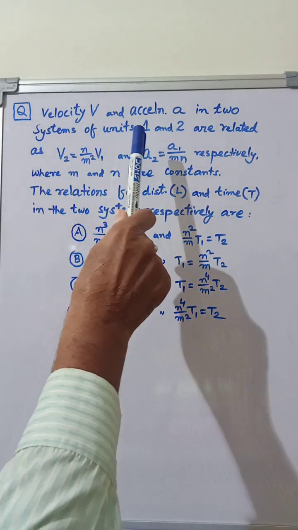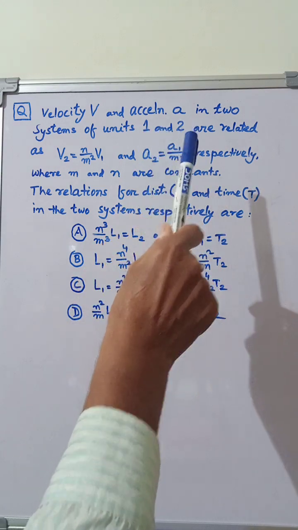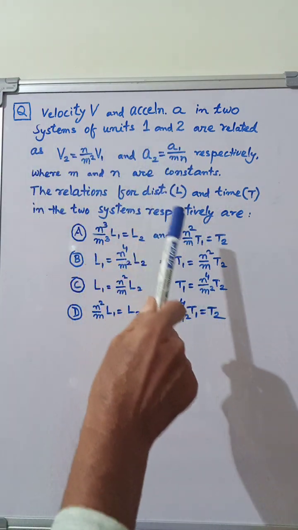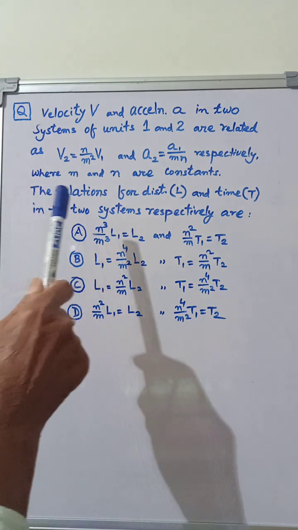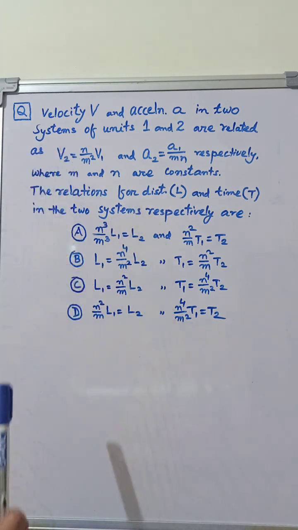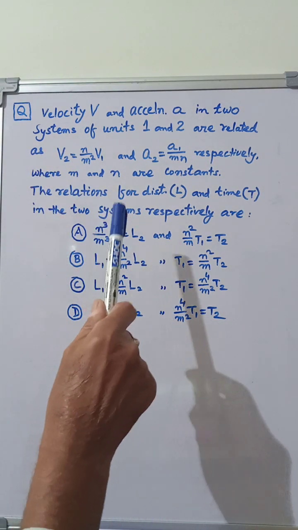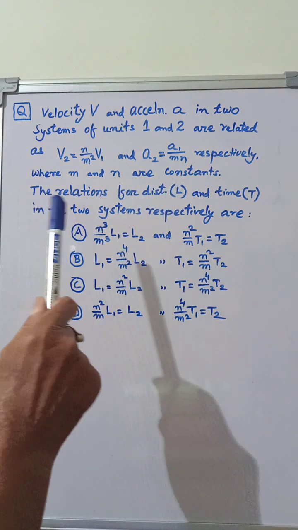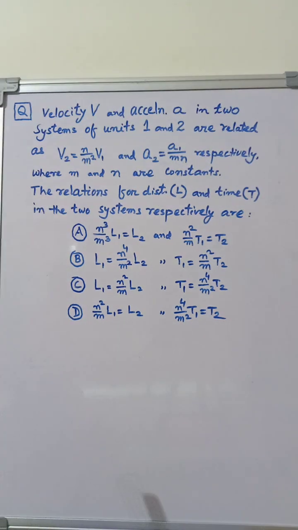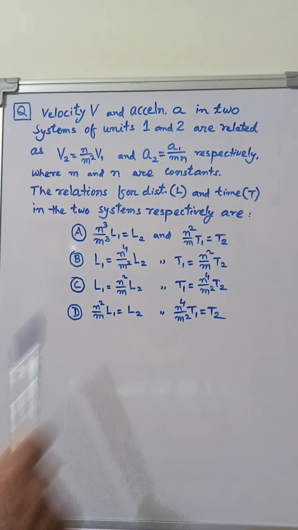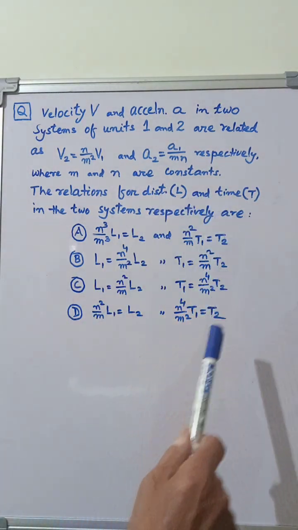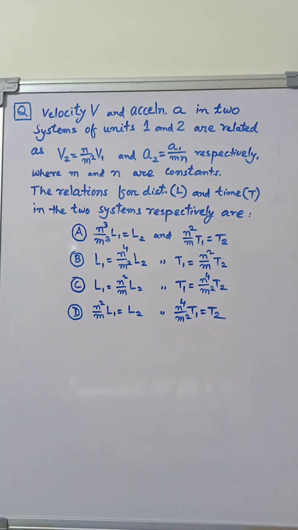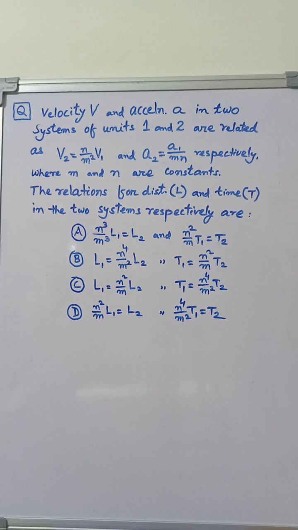Velocity v and acceleration a in two systems of units 1 and 2 are related as v2 is equal to n by m square into v1 and a2 is equal to a1 divided by mn respectively, where m and n are constants. The relations for distance L and time t in the two systems respectively are. The options are given in the question. We are required to find the correct option.